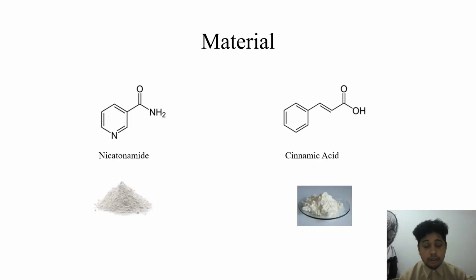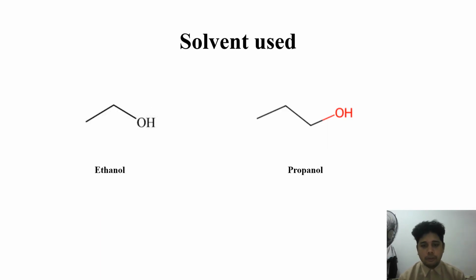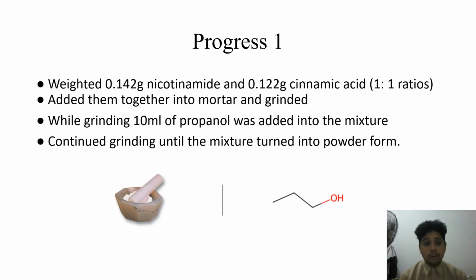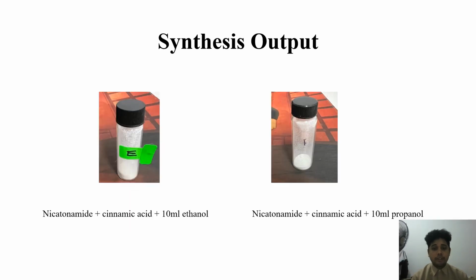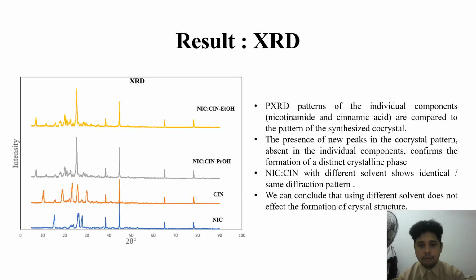And here are the materials for this project, which are nicotinamide and cinnamic acid. For solvent, we use two different types, which are ethanol and propanol. Here is the first progress, the first mixture of nicotinamide, cinnamic acid, and propanol. And here is the second mixture of nicotinamide, cinnamic acid, and ethanol. And here are the synthesis products from progress 1 and progress 2. And here are the XRD results.